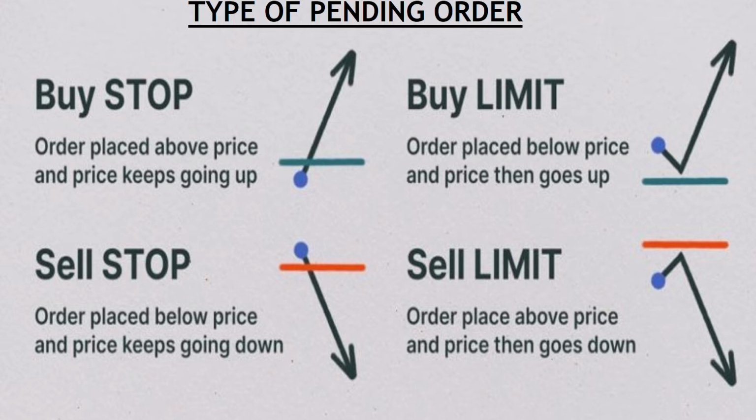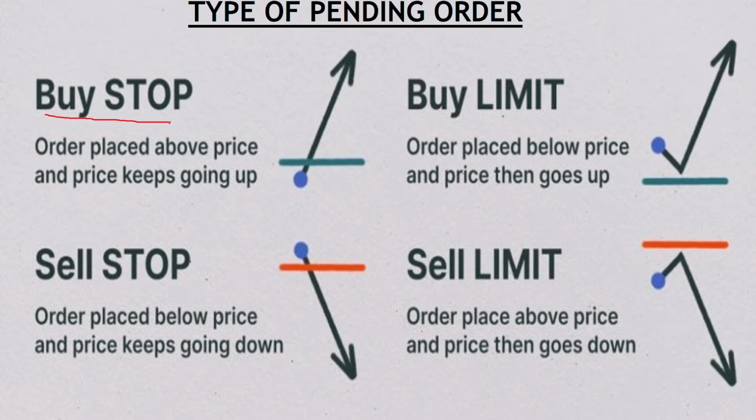Now we have four types of pending order. I don't often use them, but most times I do use them, and I will show you on the chart as well. We have the buy stop, the sell stop, the buy limit, and the sell limit.